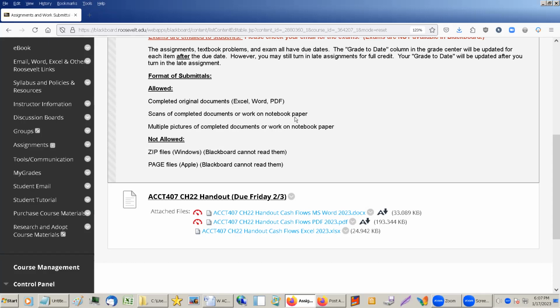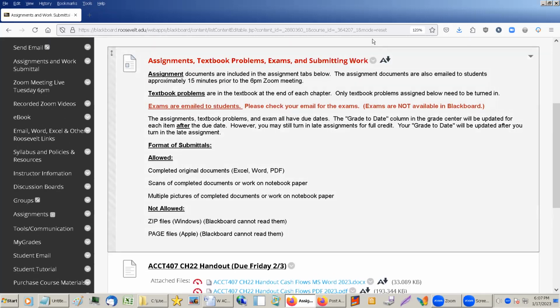the assignments are all unlimited submittals. What that means is if you have a handout that's 10 pages long and you take 10 pictures, you can submit all 10 pictures. There's nothing wrong with doing that, and it'll easily take all 10 pictures. So when you submit something, I'll take almost any form that you want to submit it in.